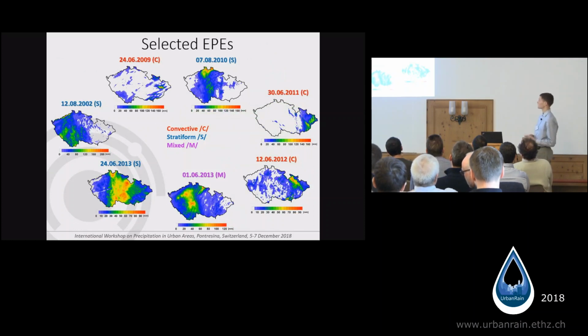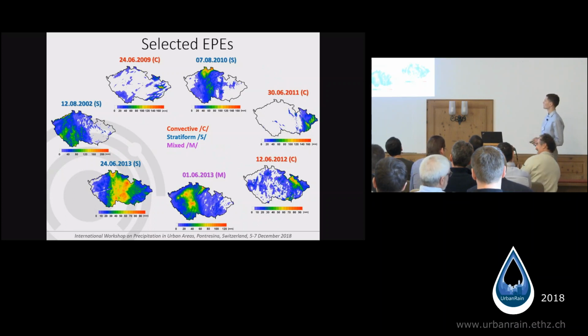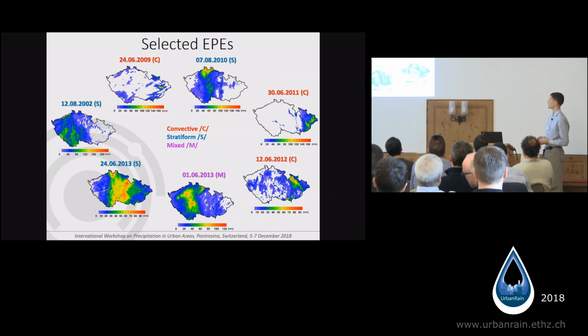The suggested correction procedure was tested and evaluated on 7 selected events that occurred over the area of the Czech Republic from 2002 until 2013, and they include both predominantly stratiform as well as convective precipitation. All of them caused serious material and infrastructure damages and claimed several casualties.